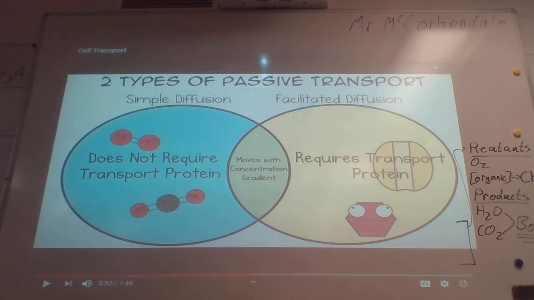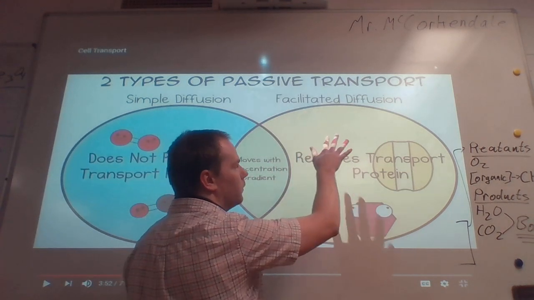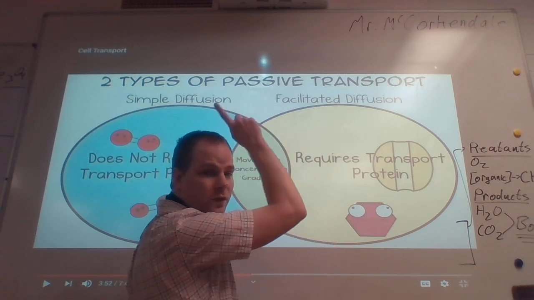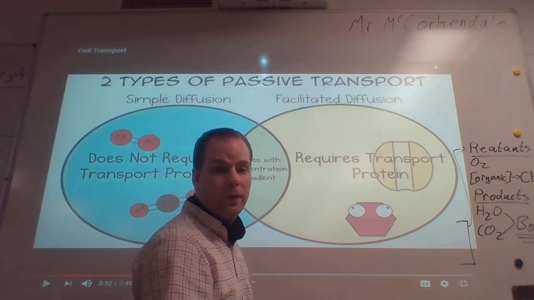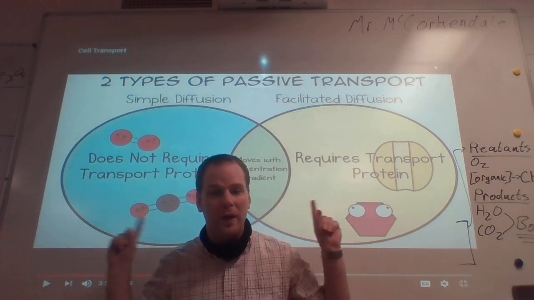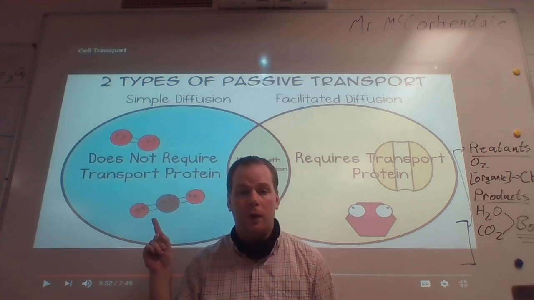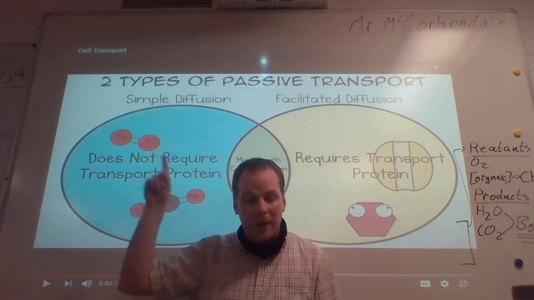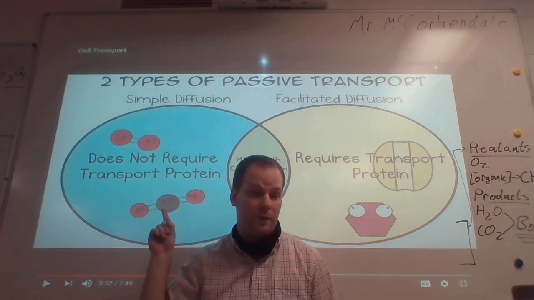This is a graphic from the Amoeba Sisters video that I wanted to specifically point out because I've had a lot of people get confused about facilitated diffusion. Facilitated diffusion and simple diffusion are both passive transport. This is not active. This is still passive. The difference between these two is this one just goes all the time. This one can go through the phospholipid bilayer, and this is mostly just gases.